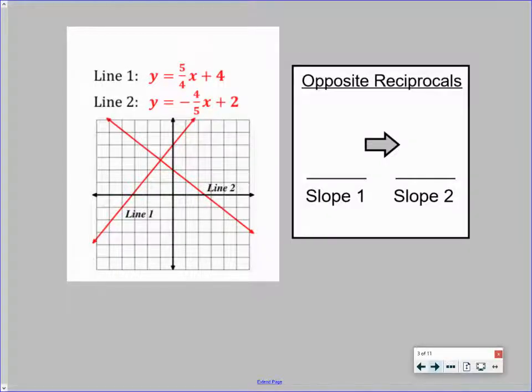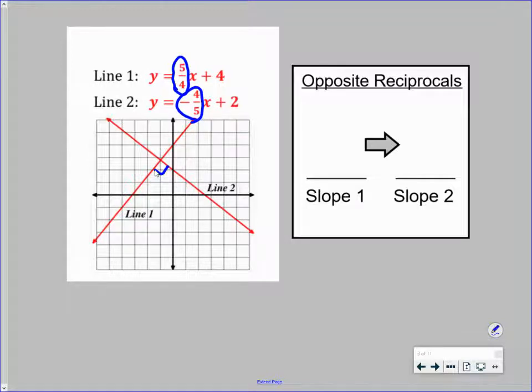Here we have line 1 and line 2 that are drawn here on the graph, and we can see that these are perpendicular. They are at a right angle to each other. And we also notice when we look at their slopes that the slope of line 1 is 5/4, and the slope of line 2 is negative 4/5.